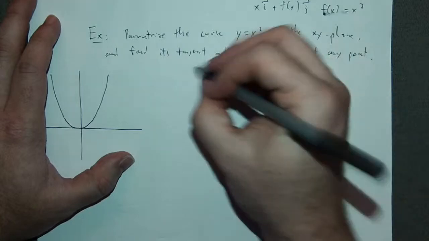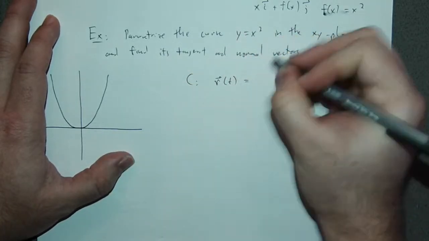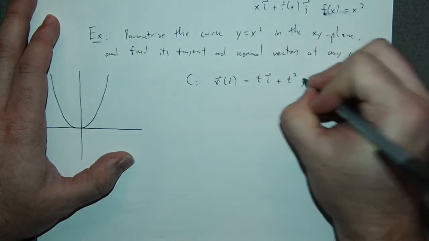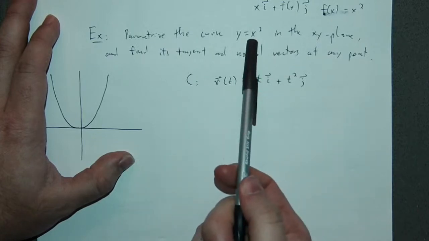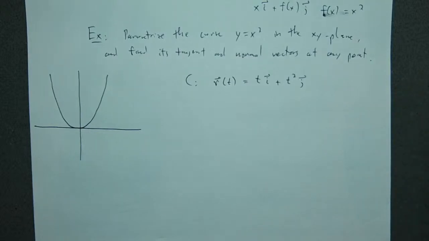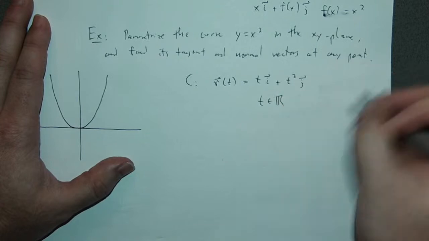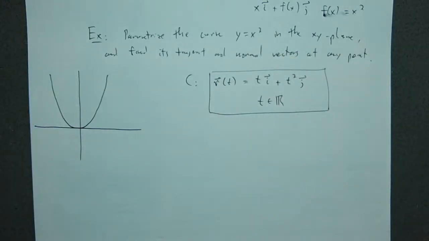So in this case, my curve C is parameterized by r of t, which is t i plus t squared j. It's just t, f of t, but the function is just x squared, so I'm just plugging in the parameter. Where t is just some real number. Very simple parameterization here. All right, so there's my parameterization of y equals x squared.